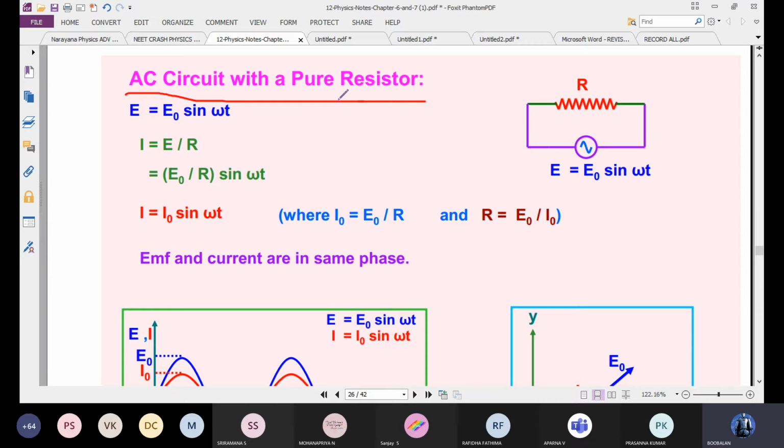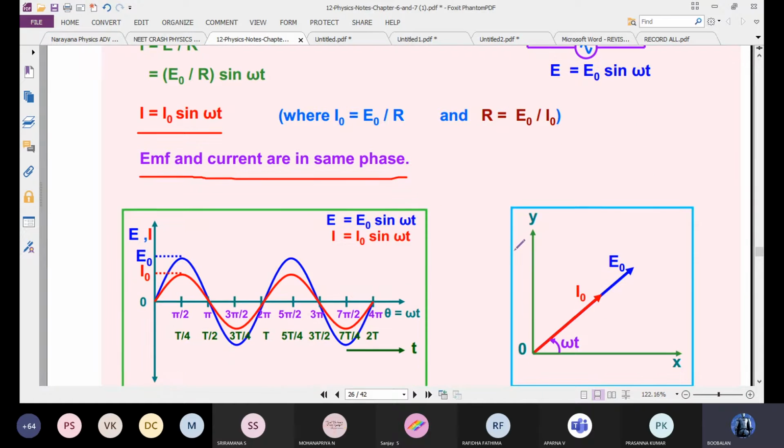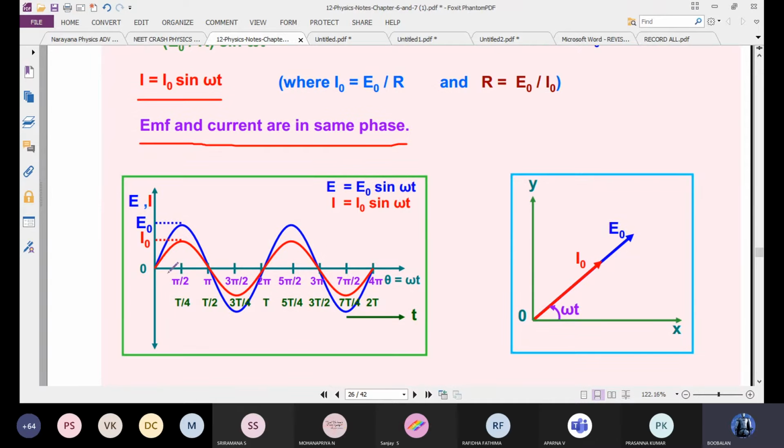For the AC circuit with the pure resistor, the EMF value and current value have the same phase. The formula, in this, underline it alone, please note it: E is equal to E naught sin omega t, I is equal to I naught sin omega t. So what is the phase value? It is the same. Kindly draw this diagram. Writing the sine wave, only the magnitude varies. So I naught is minimum, E naught is maximum. Other than that, the phase value is common. Kindly draw this diagram also.